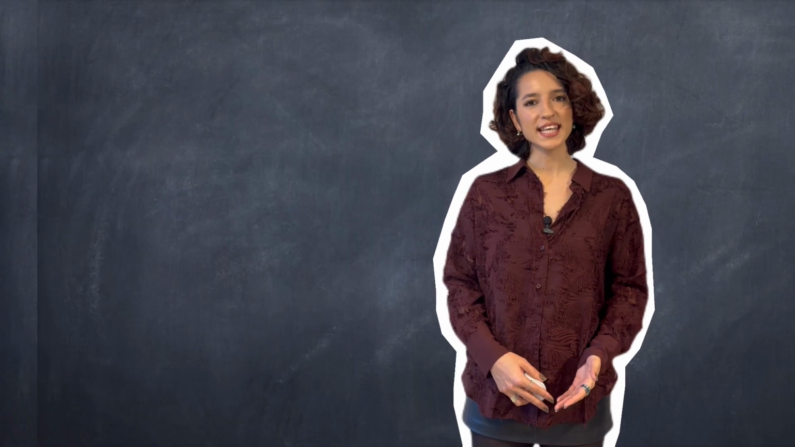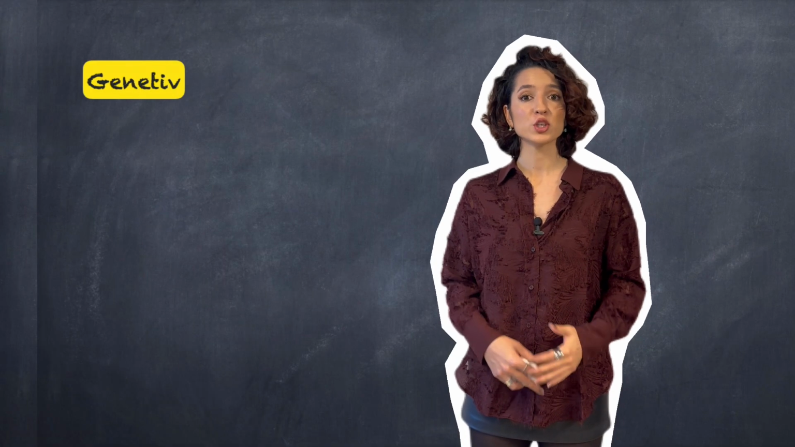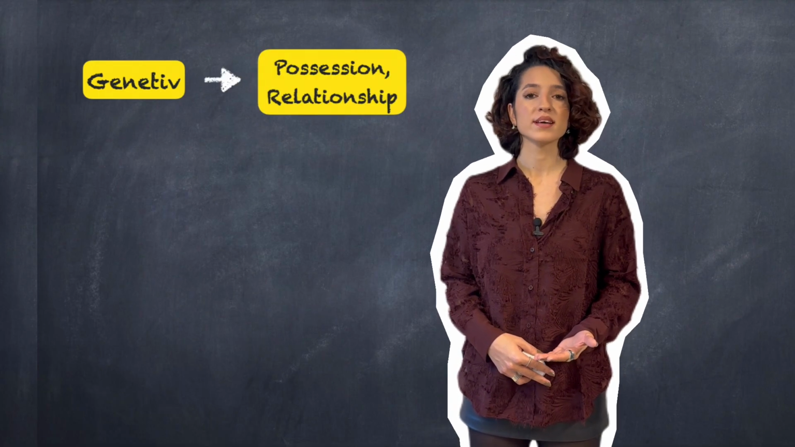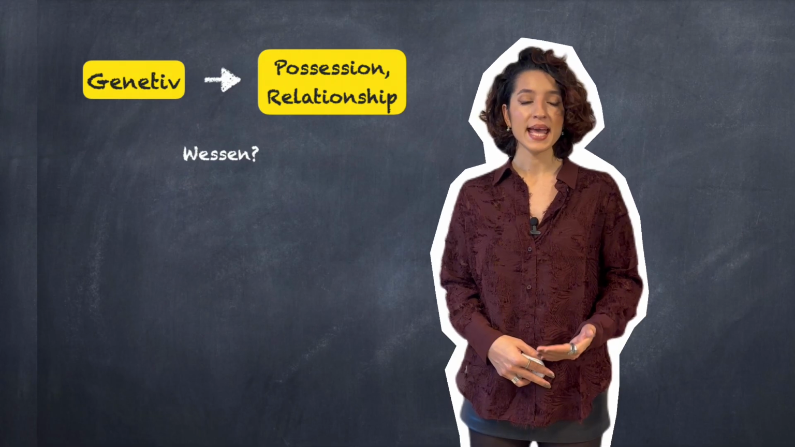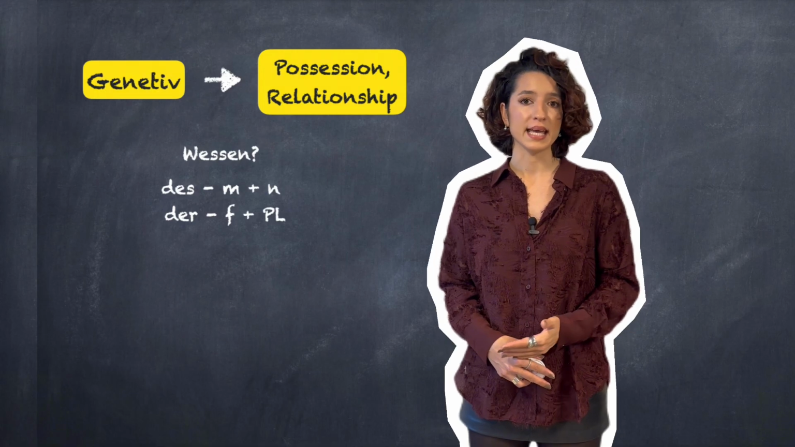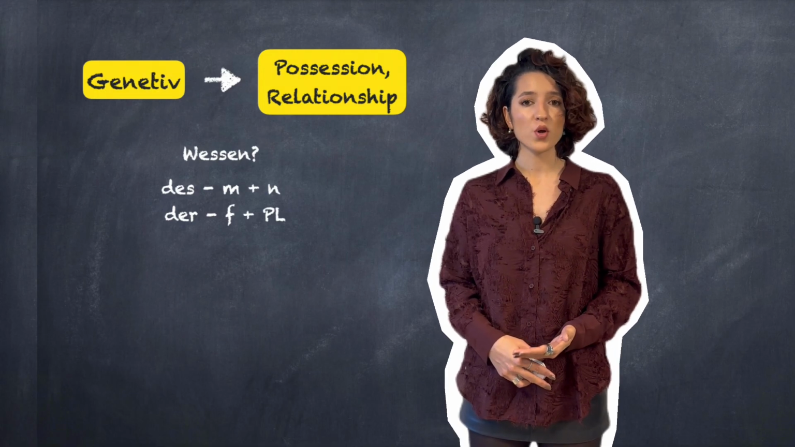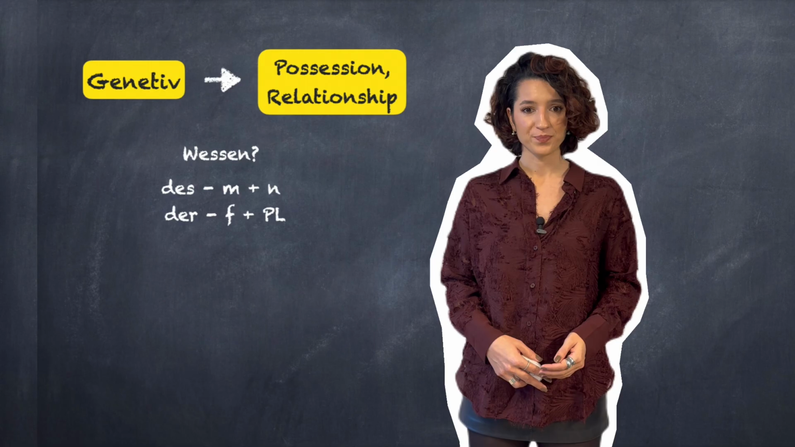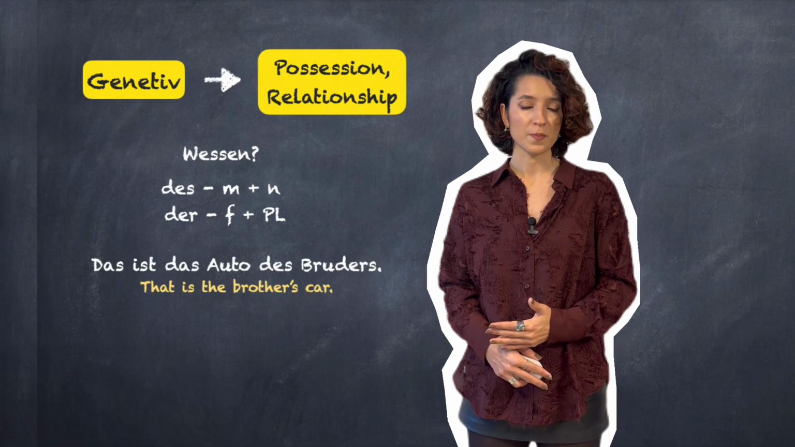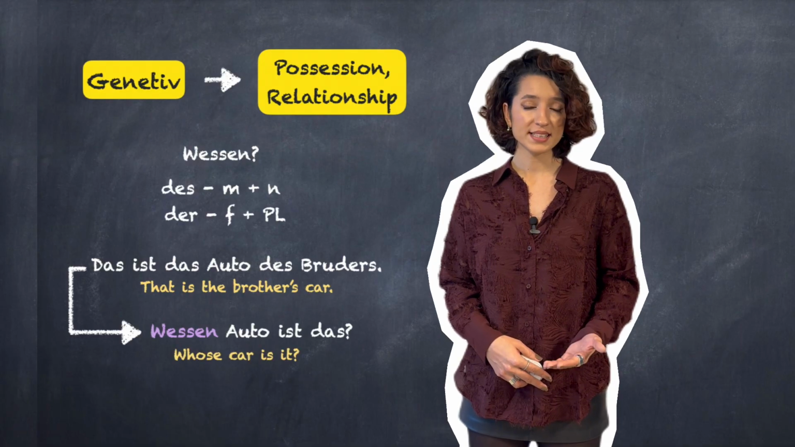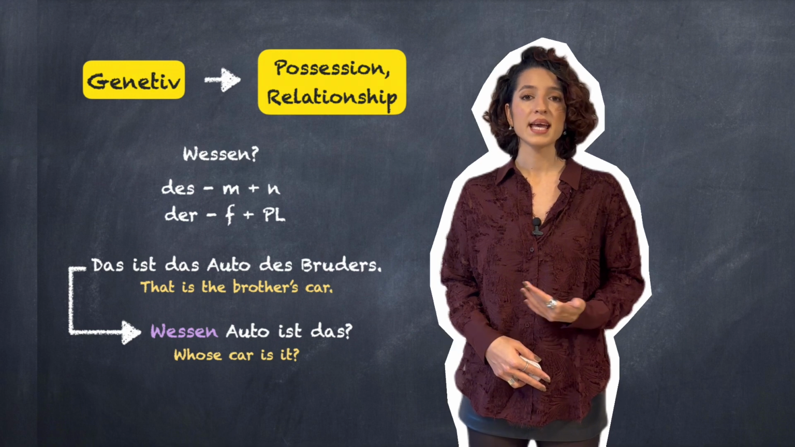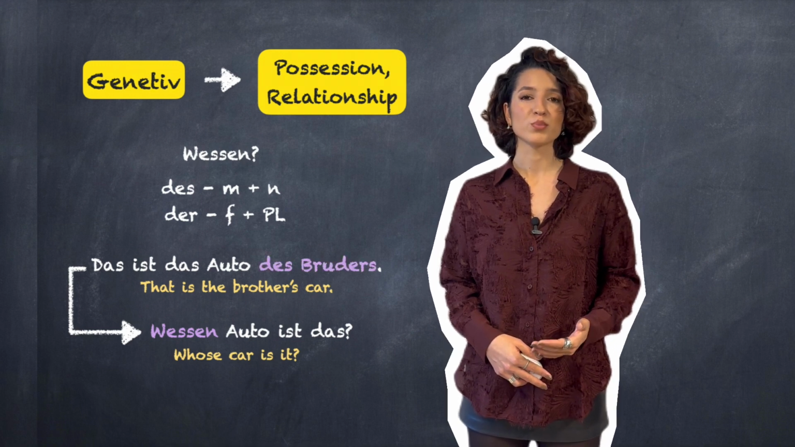Let's continue with the genitive case. The genitive shows possession or relationships and it answers the question wessen, whose. The articles are der for feminine and plural and des for masculine and neuter. For example, das ist das Auto des Bruders. We will ask, wessen Auto ist das? Whose car is it? And the answer will be des Bruders.